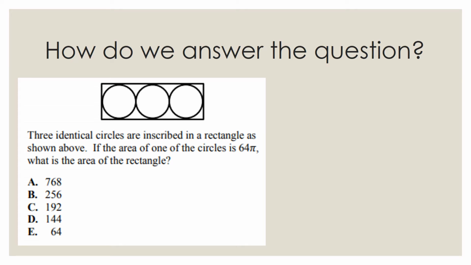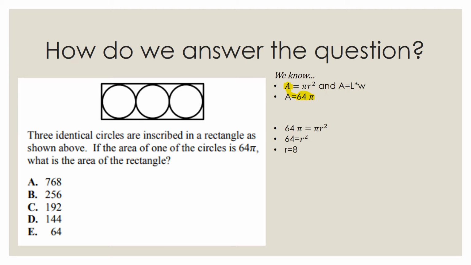So how do we answer the question? Well, we know that the area of a circle is pi r squared, and the area of our rectangle is length times width. We also know that the area of one circle is 64 pi. So what we can do is substitute this 64 pi in for our area of our circle right here to look like this. 64 pi is equal to pi r squared. Now I see those 2 pi's being multiplied on both sides. What we can do is divide both sides by pi, and those are going to divide to 1. And so we end up with 64 is equal to r squared.